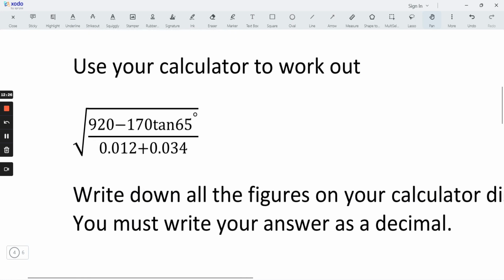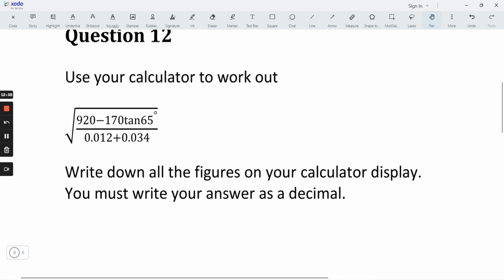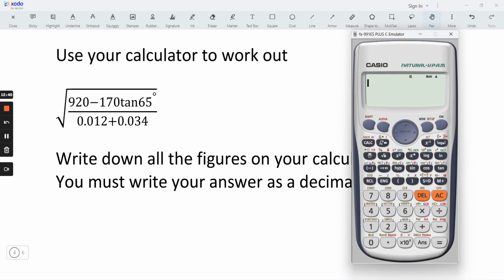Here, use your calculator to work out this under the square root. Write down all the figures in your calculator display. You must write your answer as a decimal. So under the square root, we need a fraction. 9, 20 minus 17, tan, they needed tan, so this is the tan here, tan 65 degrees, close the brackets, then down 0.012 plus 0.034. This will give us 138.5909984. So you should write your answer as a decimal, with all the figures on our calculator display.